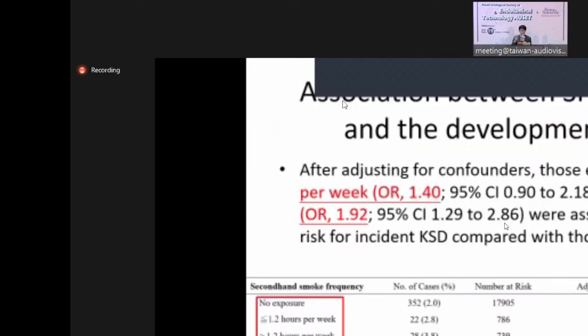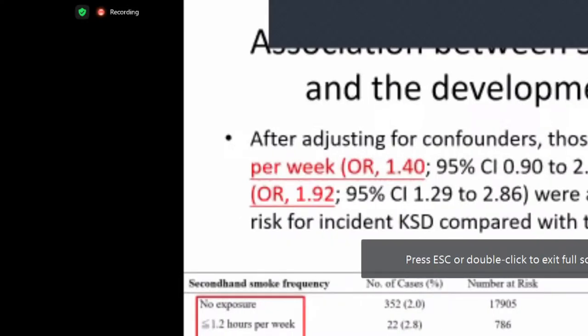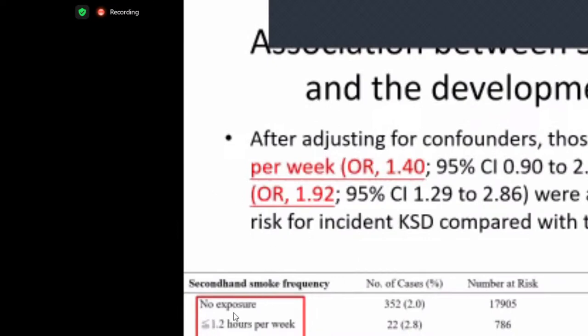Next step, we will show whether there is a dose response effect of secondhand smoke. So we divided the participants into three groups, and we could find that participants with less than 1.2 hours exposure per week, the risk ratio to have kidney stone disease is 1.4. And the participants with more than 1.2 hours exposure per week, the odds ratio is 1.92. We could see a trend of increase. So this demonstrates the dose response effect of secondhand smoke.